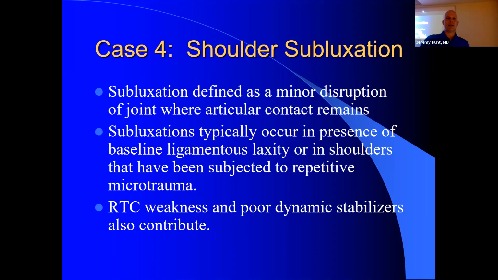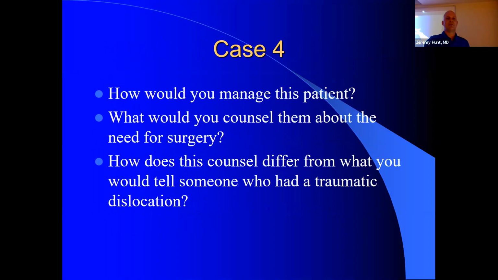So subluxation is defined as a minor disruption of the joint. Articular contact remains. They typically occur in the presence of some baseline ligamentous laxity or shoulders that have had either repetitive microtrauma or some previous injury that caused some loosening of the capsule. So you have rotator cuff weakness and poor dynamic stabilizers on top of that. That's going to contribute to your shoulder shifting around.